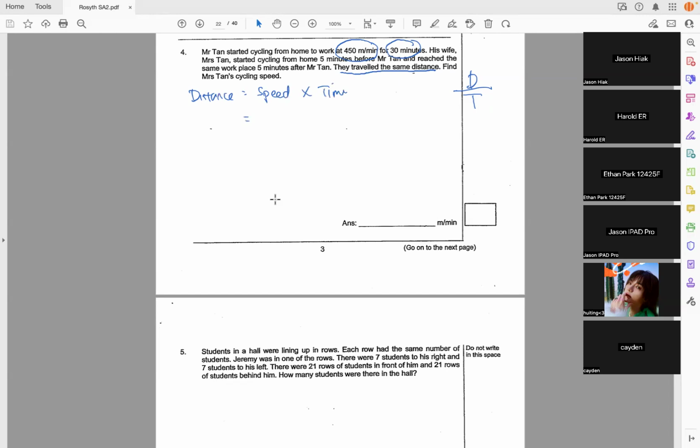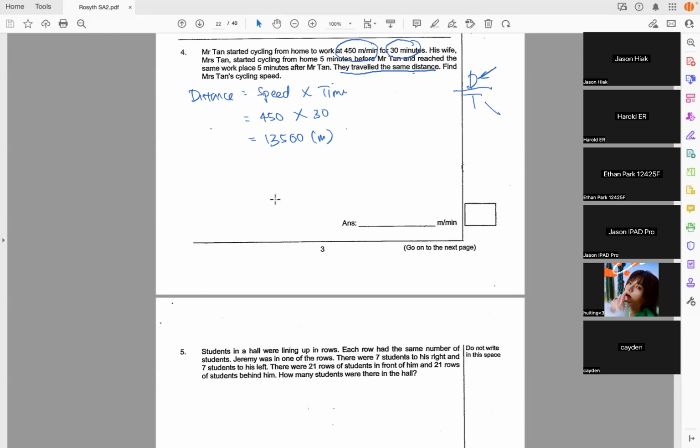So the speed of Mr. Tan is 450 meters per minute multiplied by the time taken, which is 30 minutes. So altogether, the answer is 13500. So this is the distance traveled by Mr. Tan, which is also the distance Mrs. Tan traveled.